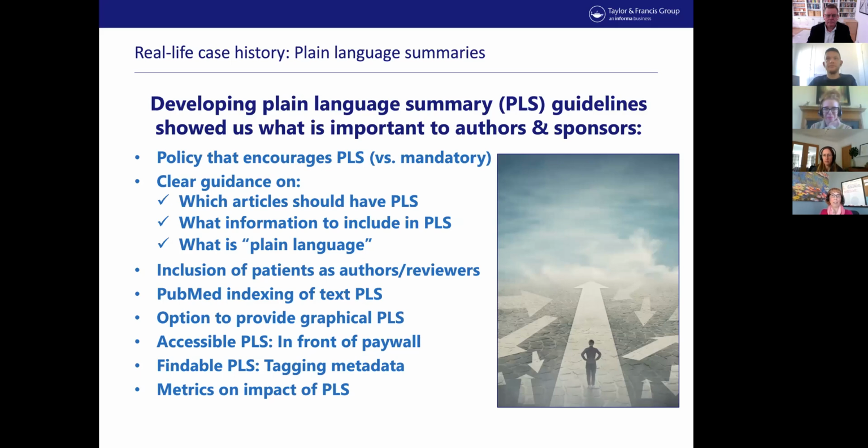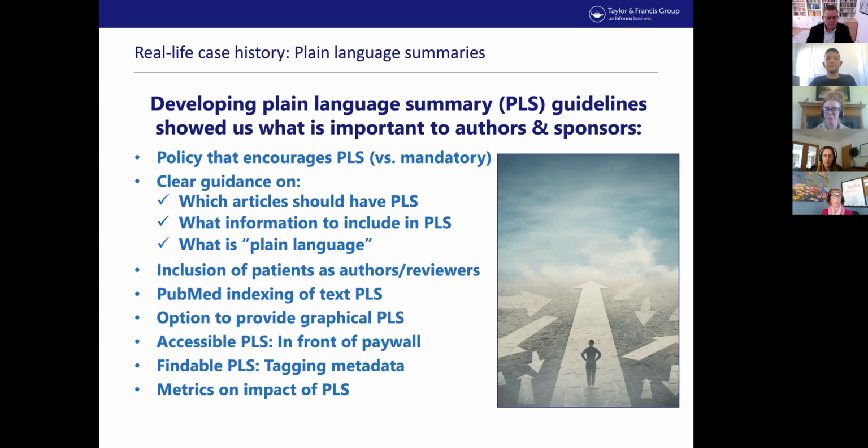At the end of 2019, Taylor and Francis gathered a working group together. We've been accepting plain language summaries for our journals for quite a few years, but we wanted to provide more clear guidance and make it quite clear to our authors and our sponsors that we did accept PLS and that we were happy to help them write them. But what we did first was spend a lot of time determining what was really important to authors and agencies and sponsors so that we could create guidelines that met their needs.